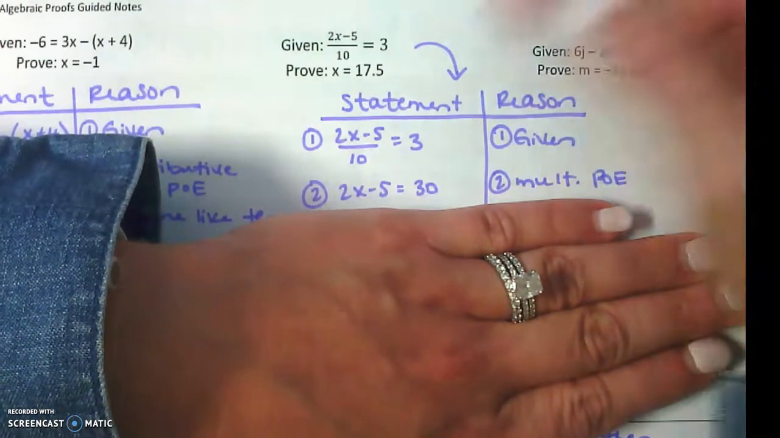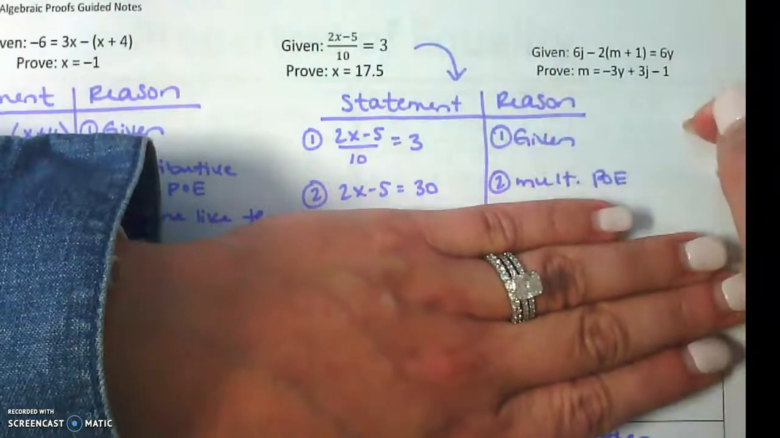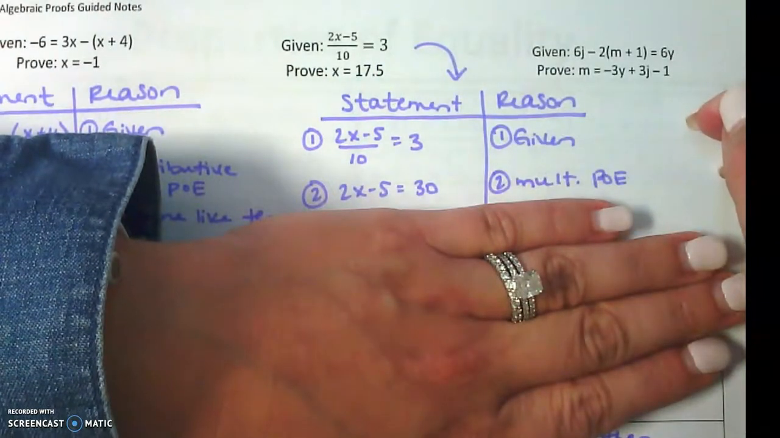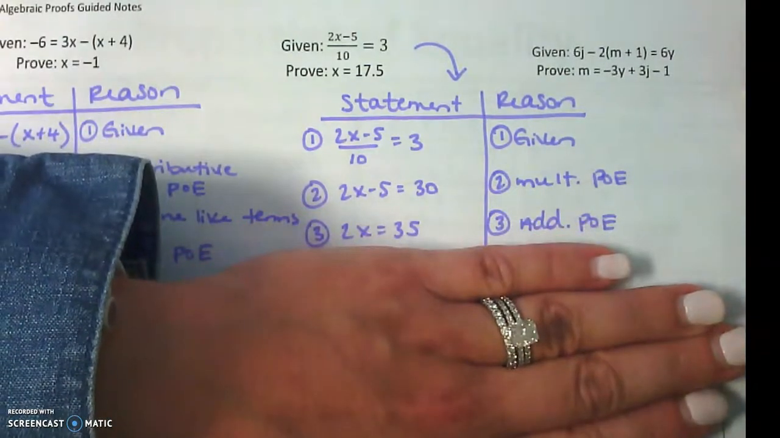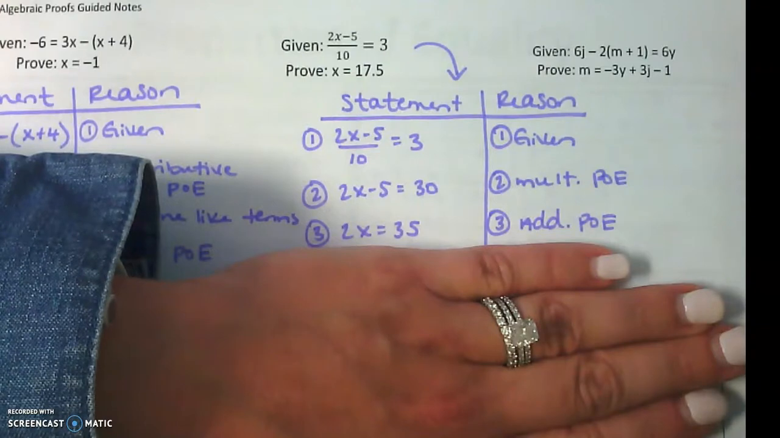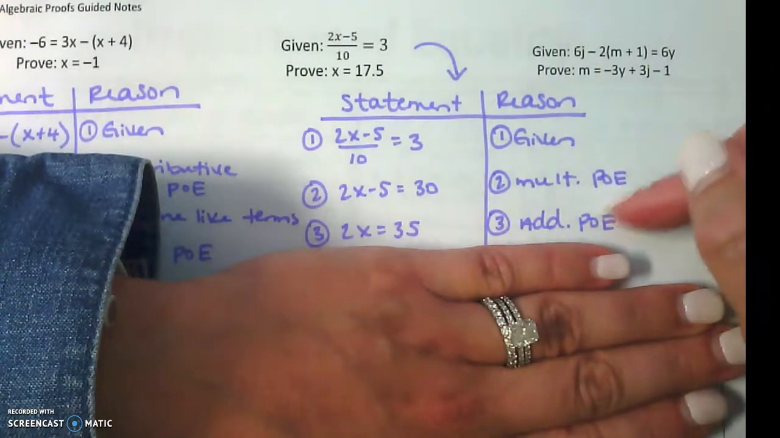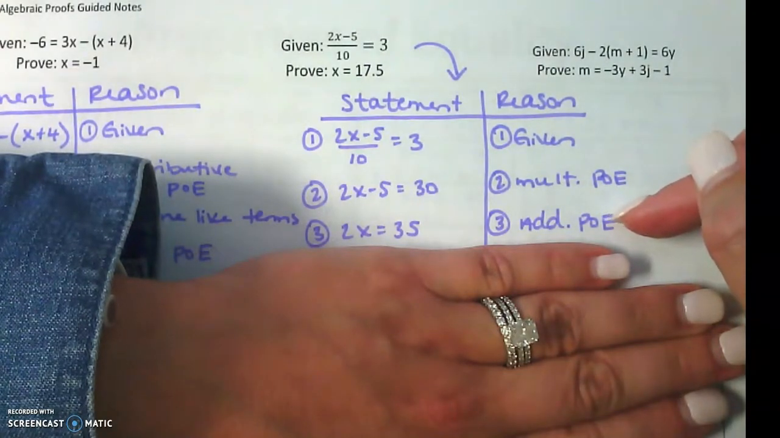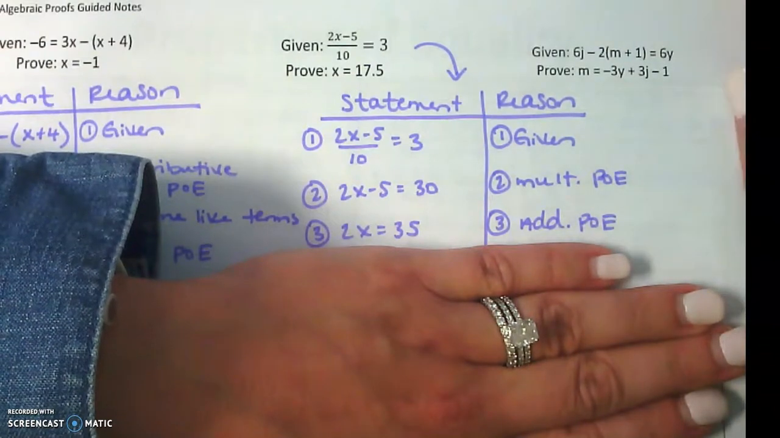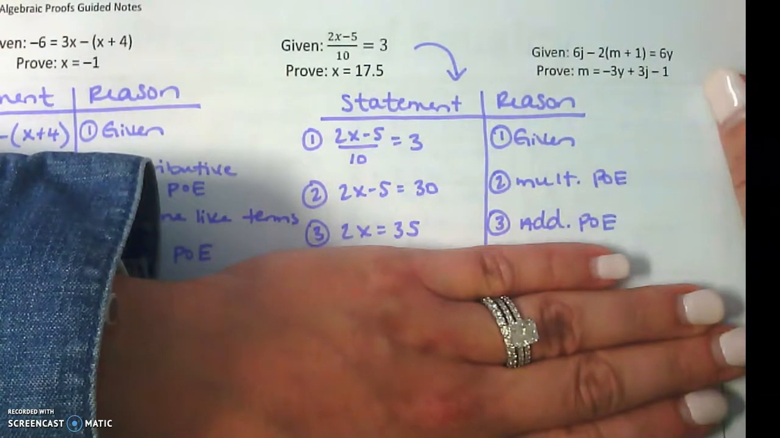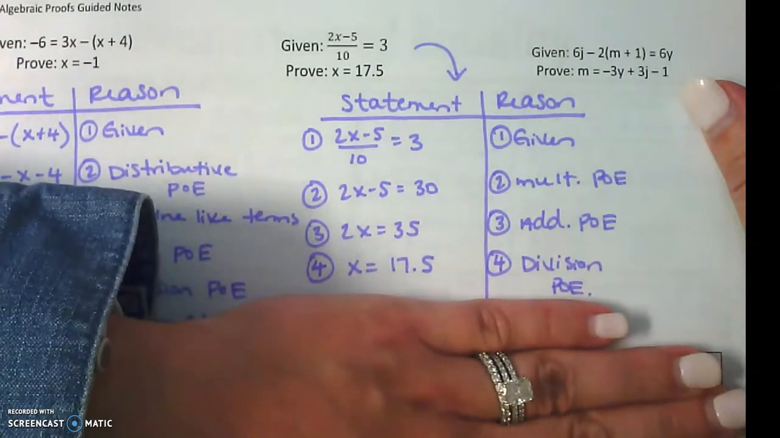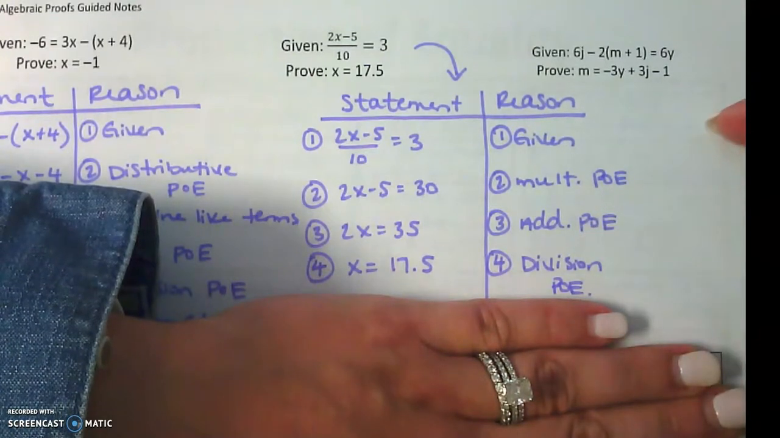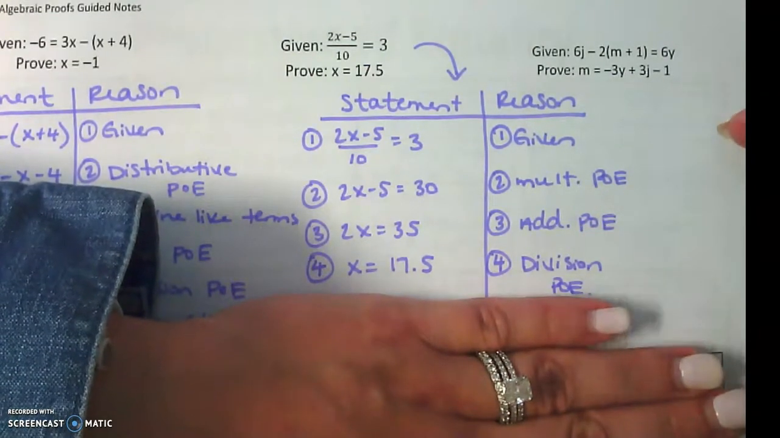Next step in trying to solve for x, which is what we're doing, is I would go ahead and add that 5 on both sides of the equation. So when we do that, you're going to next have 2x is equal to 35. So again, we added on both sides of the equation, so we use that addition property of equality. And then lastly, to get x by itself, we're going to divide by 2. So when we divide by 2 on both sides, you get x is equal to 17.5. And again, we use the division property of equality because we divided by 2 on both sides.